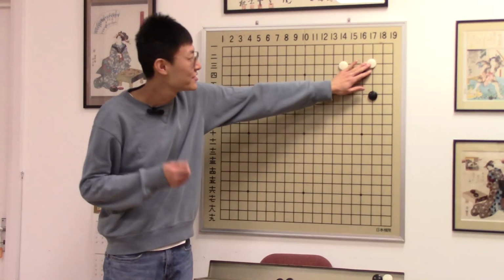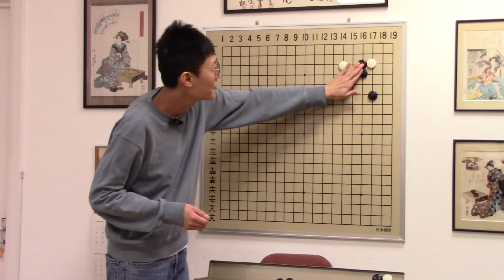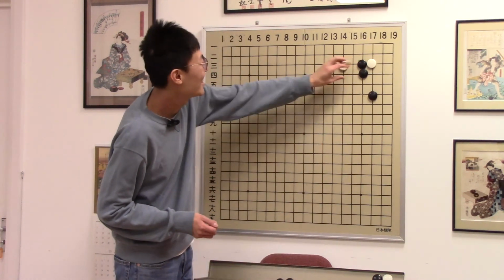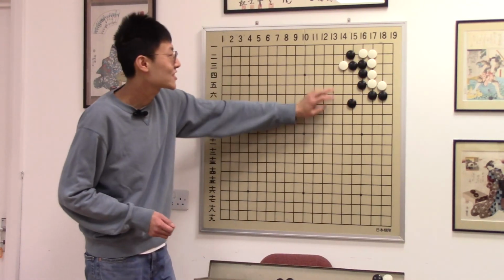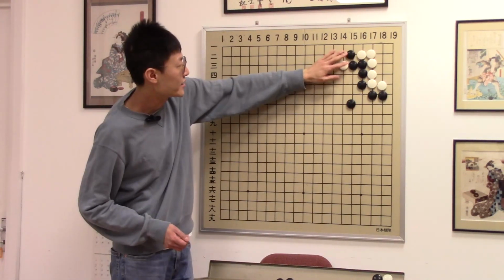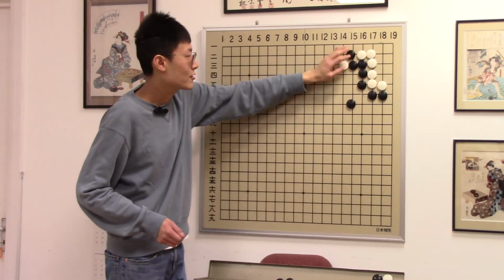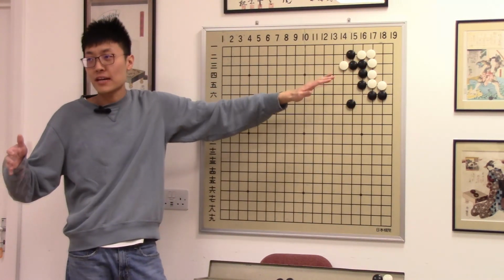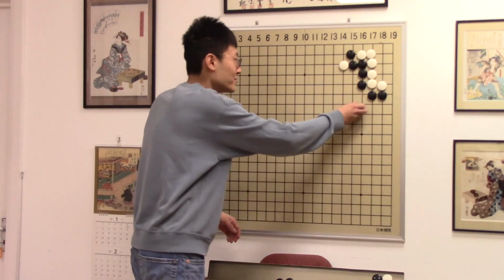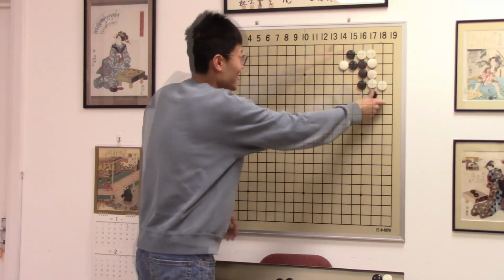Locally, this is bad for white. This stone is kind of wasted, and at the same time, black gets to block white from the second line from both directions, and this is considered super bad for white. Okay, that's not the end of the story.